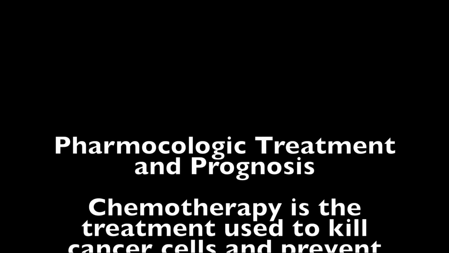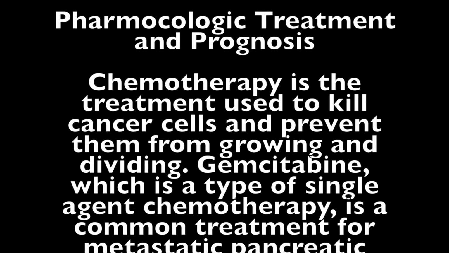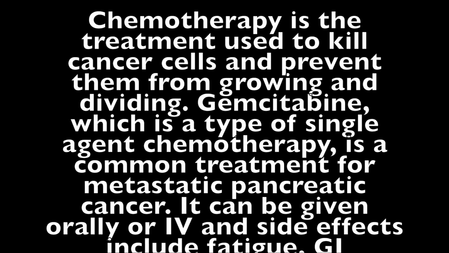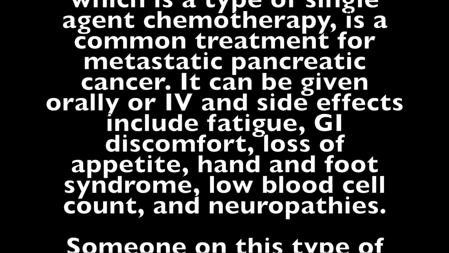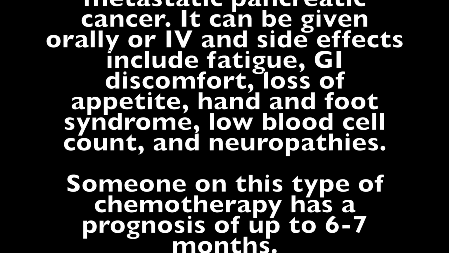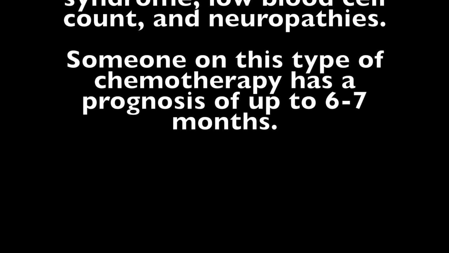I'm not really sure what the point of chemotherapy is, what the goal is. Chemotherapy is the treatment used to kill cancer cells and prevent them from growing and dividing. Gemcitabine, which is a type of single-agent chemotherapy, is a common treatment for metastatic pancreatic cancer. It can be given orally or IV, and side effects include fatigue, GI discomfort, loss of appetite, hand and foot syndrome, low blood cell counts, and neuropathies. Someone on this type of single-agent chemotherapy has a prognosis of up to 6 to 7 months.